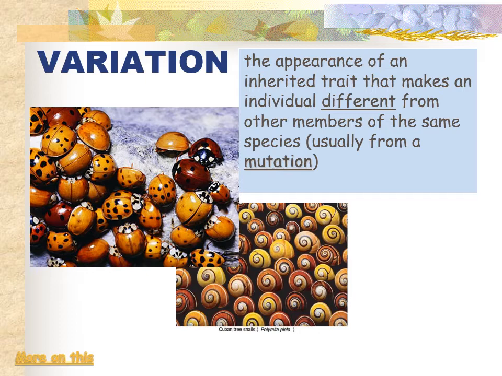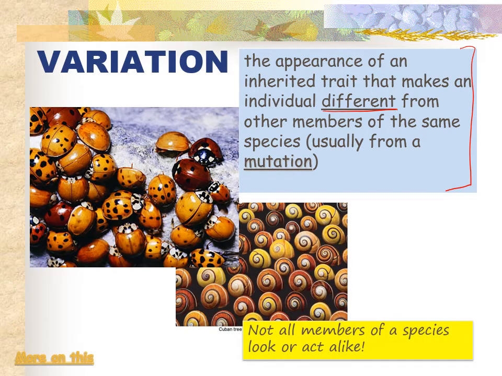The word variation, you guys have heard before because we talked about the variation of traits in organisms, like for instance facial features we just did with Design a Kid. Here's the definition. It's an appearance of an inherited trait that makes an individual different from other members of the same species, which usually comes from a mutation, and more on mutations in a second.